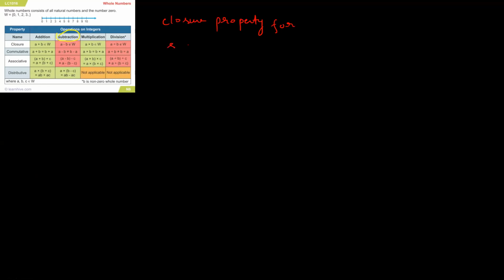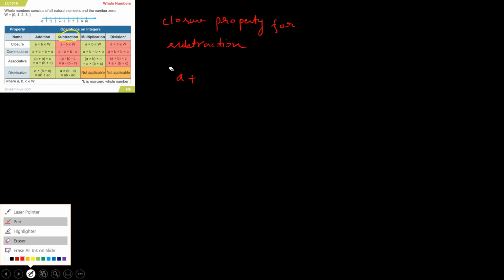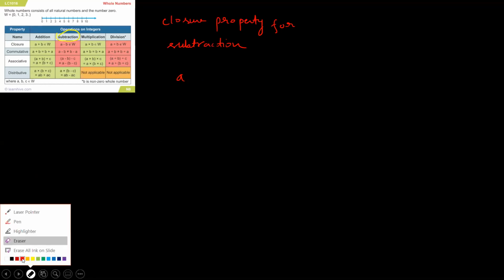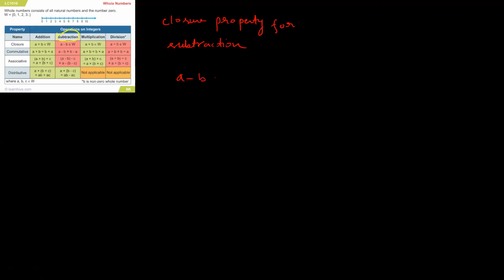Closure property for subtraction. It says A minus B, okay, this is for subtraction. A minus B does not belong to W. W means whole number. Now let us prove this. अब इसे हम prove करेंगे.